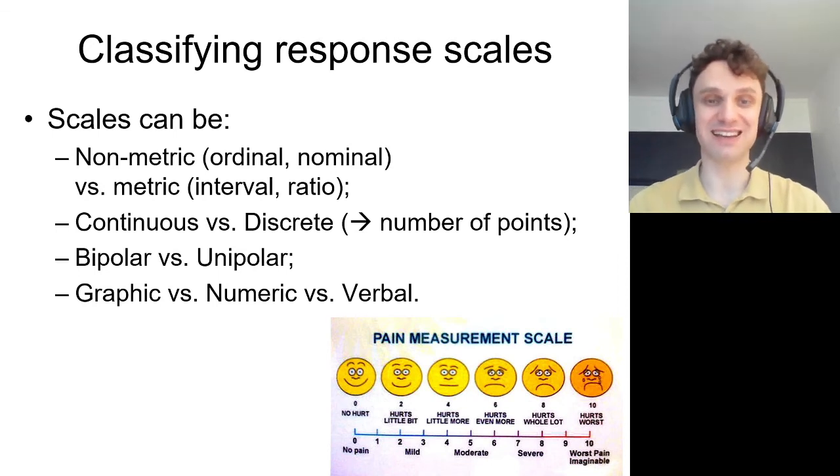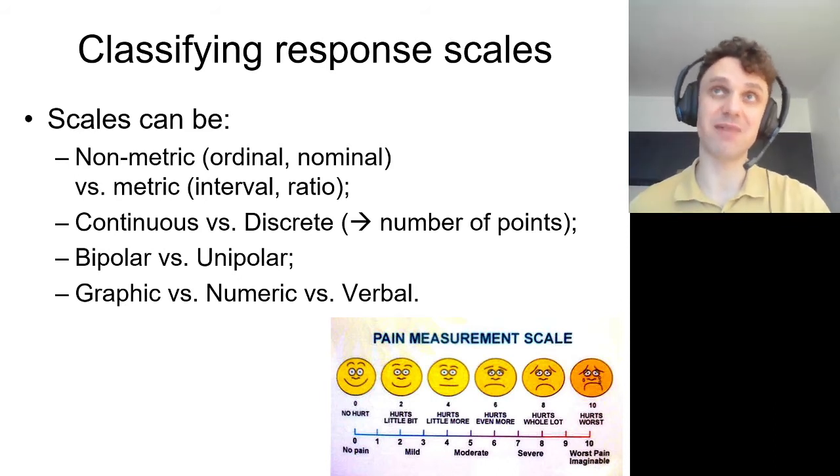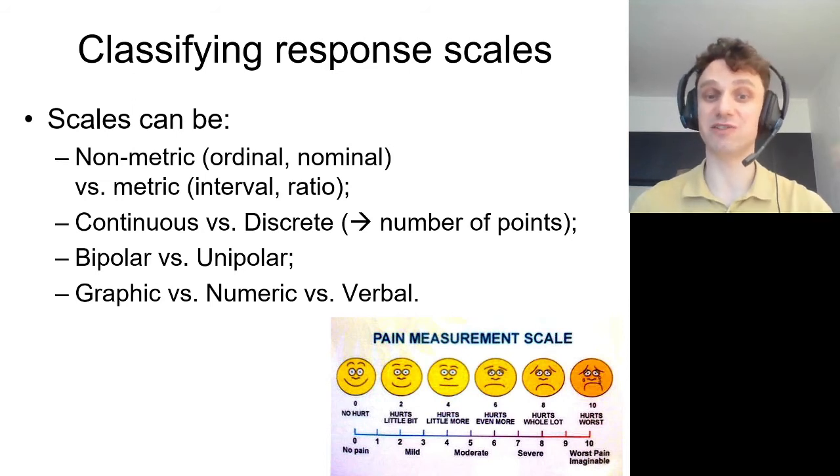And finally, based on material, a scale can be graphic or numeric or verbal. Different people may be comfortable with different formats. So in clinical settings like this pain measurement scale, which is given to people in a hospital, there are graphical, numeric, and verbal points of reference, which different people can use in order to evaluate their own level of pain.